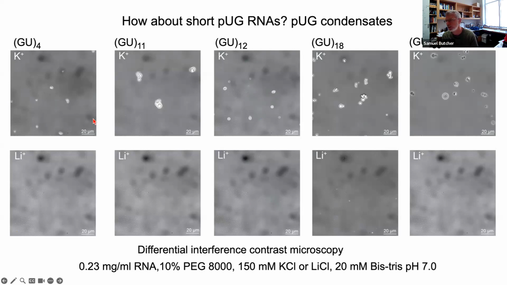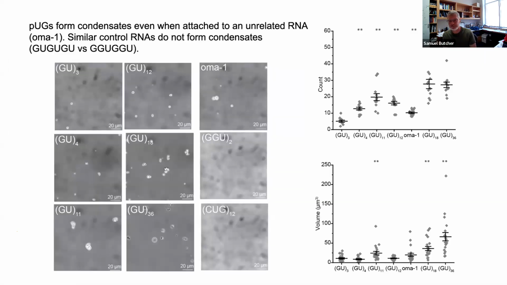But we saw this happen even with short pugs. So something's weird here. How could these short pugs be doing the same thing? The structure has 3 G quartets. You need 12 Gs to do that. We found that even really short RNAs like GU3 make these condensed structures, and other G-rich RNAs did not.